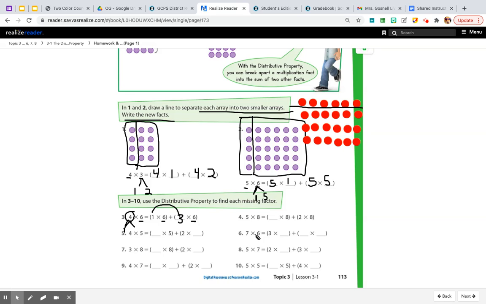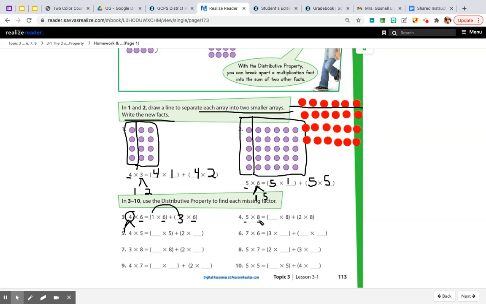Let's try this without an array this time. So here I have 5 times 8. Basically 5 rows of 8, 5 groups of 8. The first thing we want to see and solve for is, okay, what number was broken down? What number was decomposed? Looking at the other, we're going to say these are arrays, but remember, distributive property allows us to break apart a multiplication fact into smaller equations.